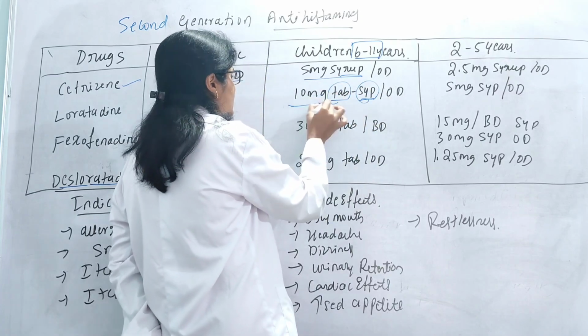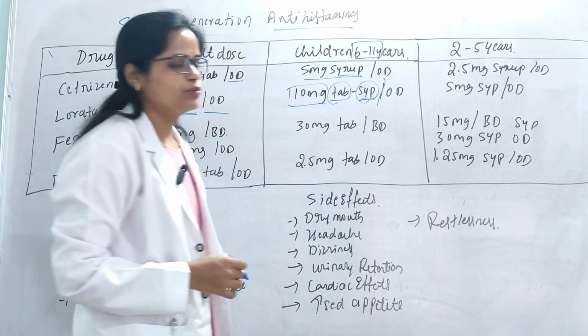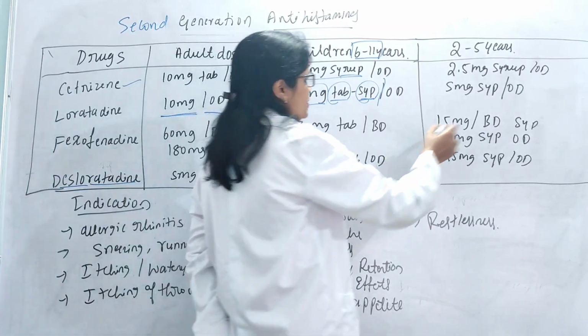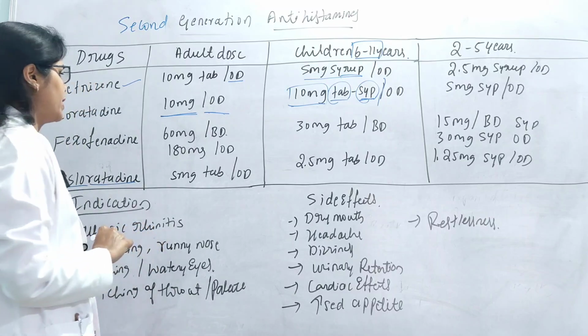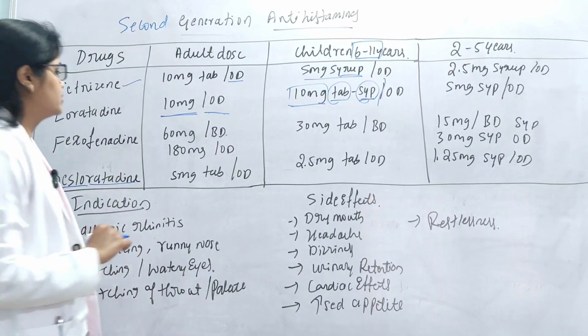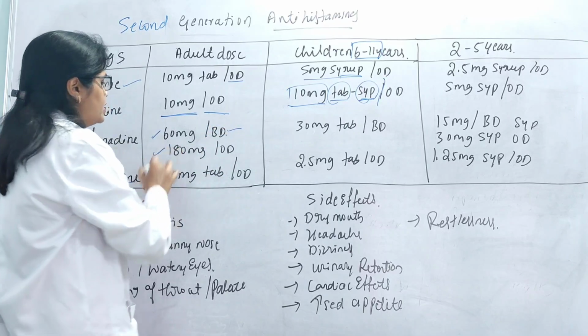Tablets, that is only the 10 mg once in a day. And for the 2 to 5 years children, 5 mg syrup per day. And next is fexofenadine. Fexofenadine is administered 60 mg 2 times in a day and 80 mg once in a day.